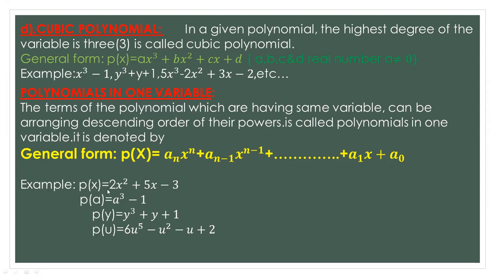P of x is equal to 2x square plus 5x minus 3, and one more, P of a is equal to a cube minus 1, and P of y is equal to y cube plus y plus 1. Polynomial in u is equal to 6u to the power of 5 minus u square minus u plus 2. Okay, students, this much we want to study in this class. Further, we can study in the next class.